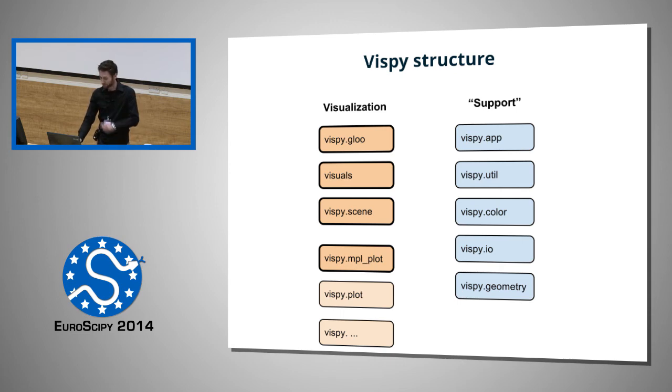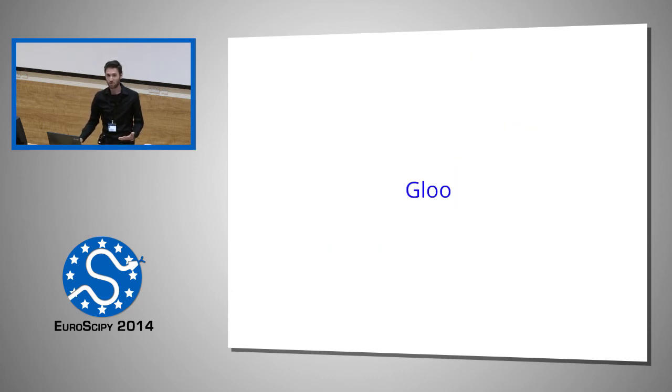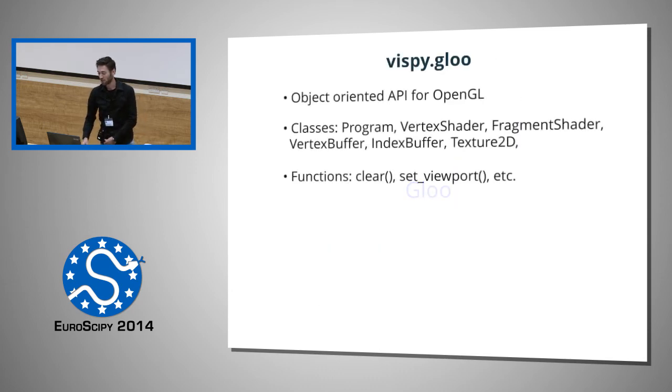So in this talk, I will mainly talk about these things on the left-hand side and just start with the top one and go all the way to the bottom. So Gloo is the object-oriented interface to OpenGL. It provides a very Pythonic API to OpenGL. So it's probably one of the easiest ways to use OpenGL. But still, yeah, you need to know about OpenGL.